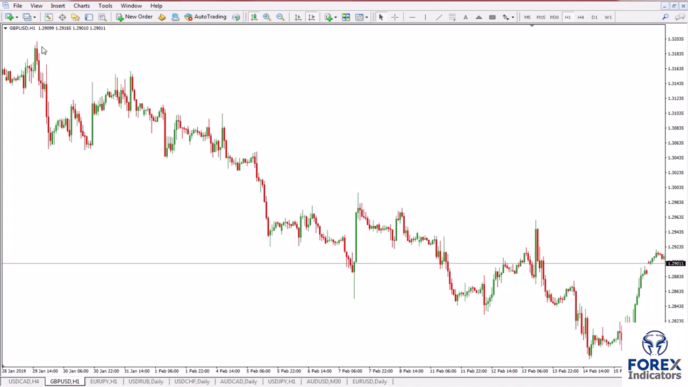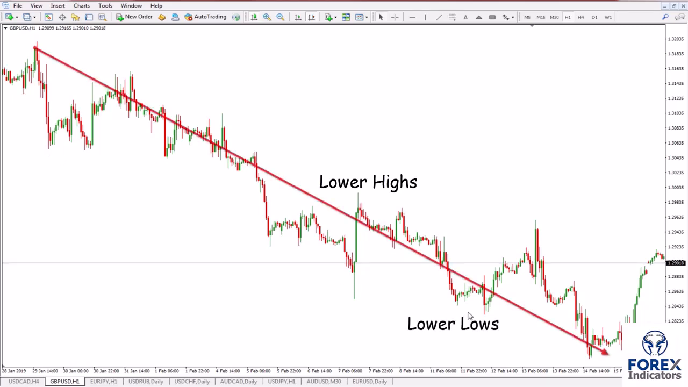As for the downtrend, the basic rule is that the chart forms lower peaks in relation to the previous ones and lower bottoms than the previous ones. From the very beginning of the chart to the end of it, we can clearly see the fall in value. So it's a clear downward trend.